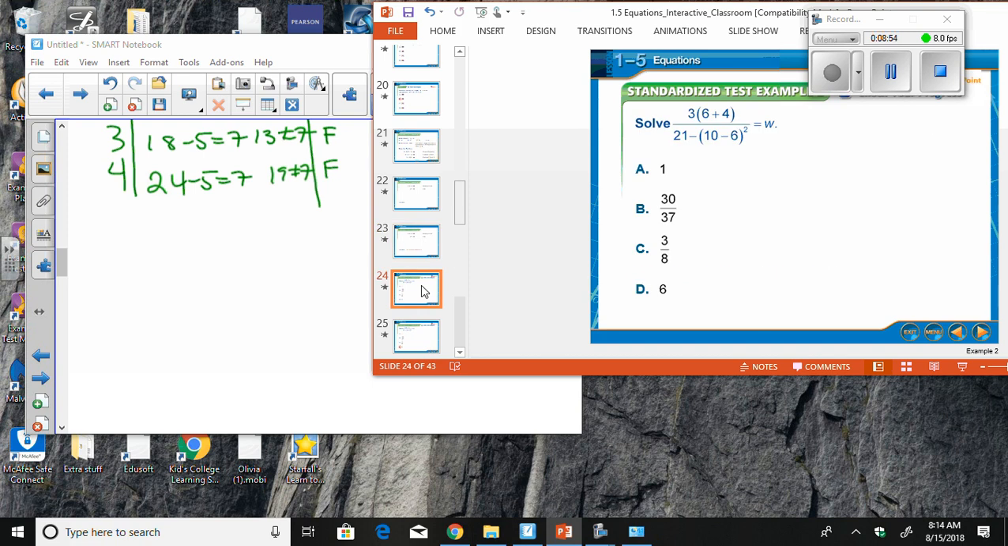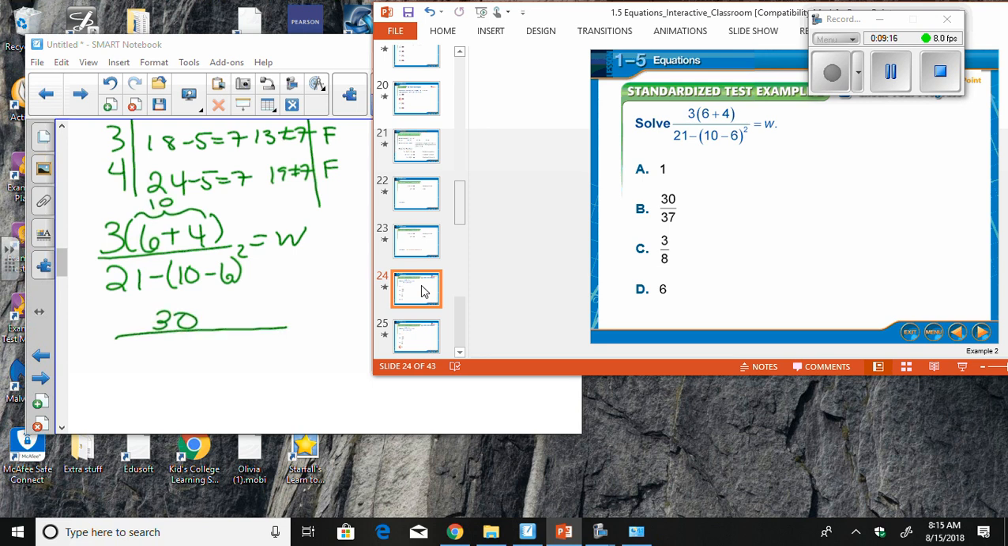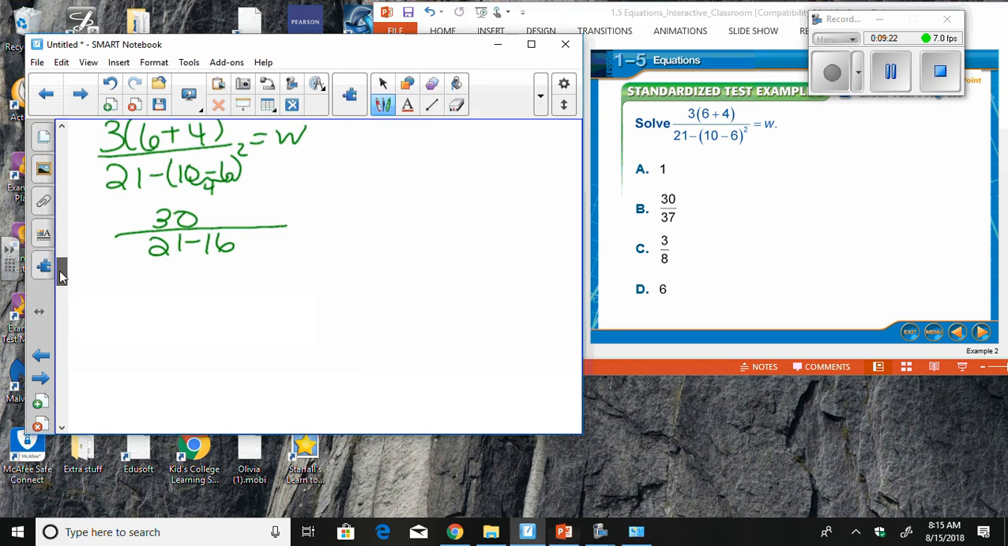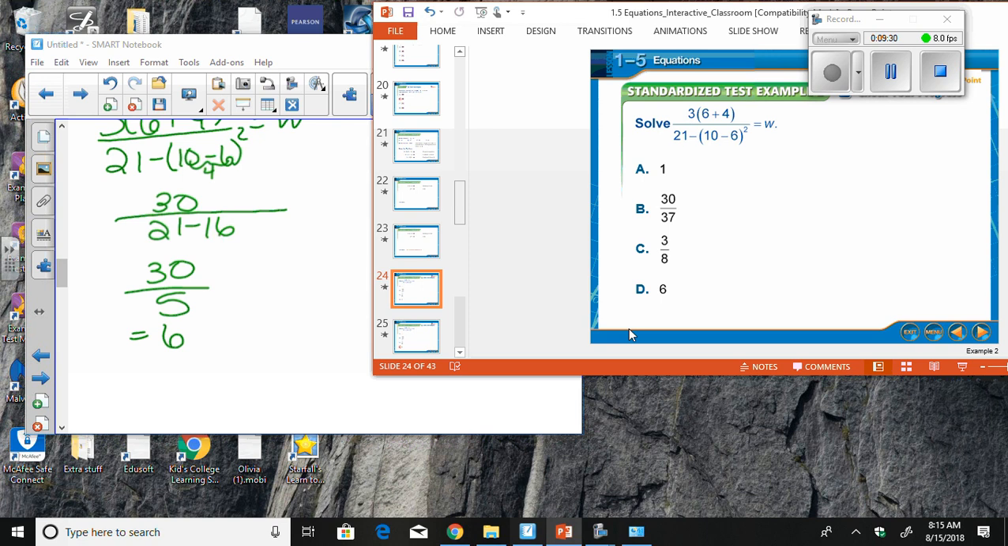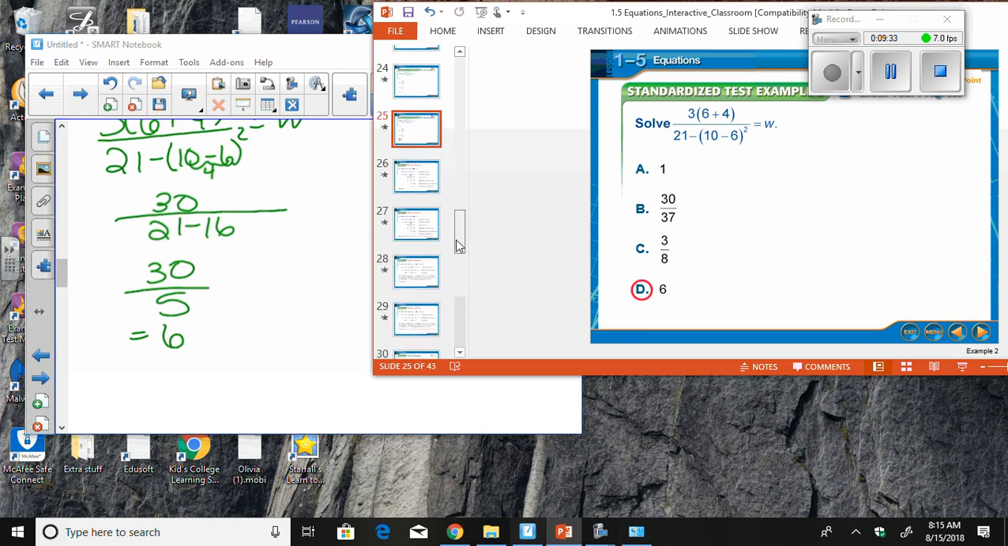So then if we do it on our own, we have 3 parentheses 6 plus 4 over 21 minus 10 minus 6 squared equal to W. So we want to solve. So this is 10. So we get 30 on top. This is 4, so we get 16. 21 minus 16. So 30 over 5, which equals 6. Good. Our answer.